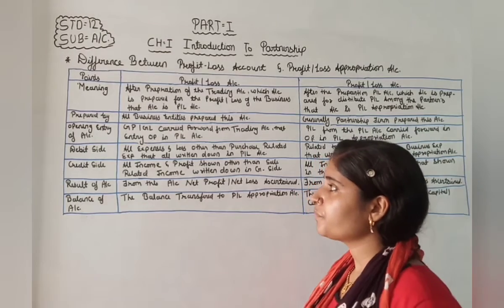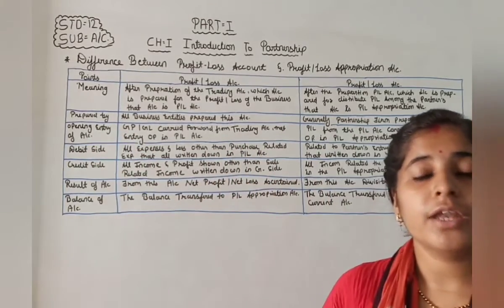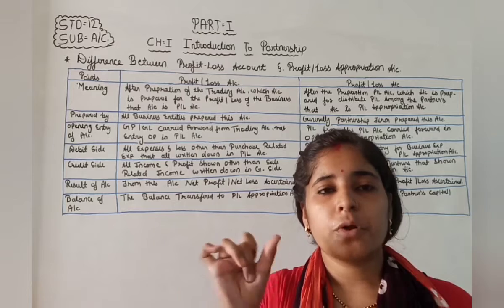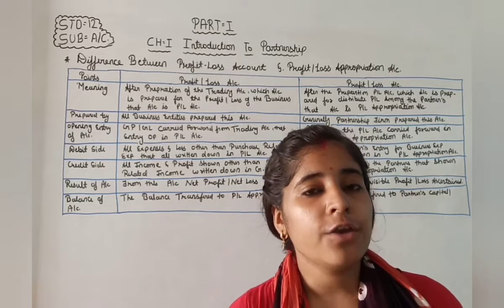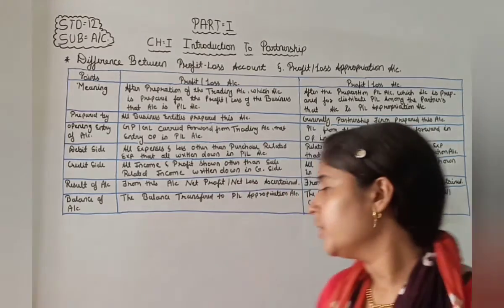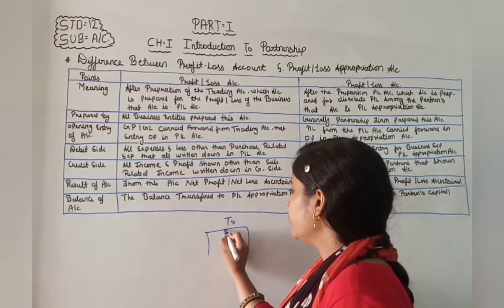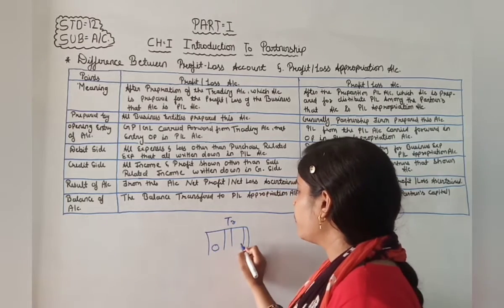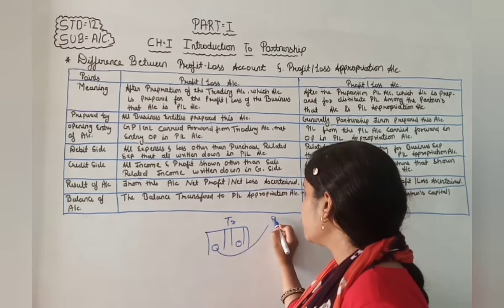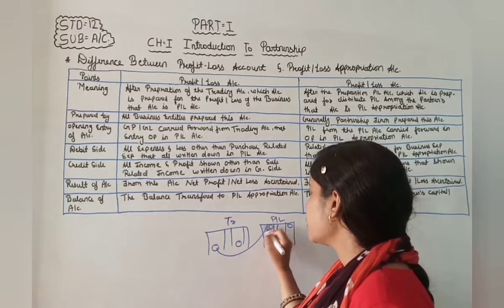Now the third point is the opening entry of the account. When we prepare the profit and loss account, we first write down the gross profit or gross loss that is carried forward from the trading account. At the end of the trading account we see the gross profit, and this gross profit is transferred into the profit and loss account here. And the gross loss is here.